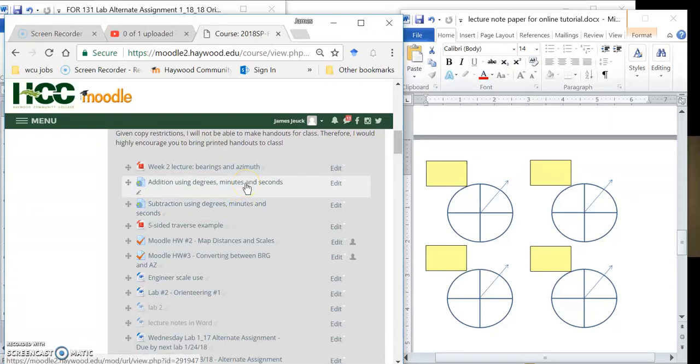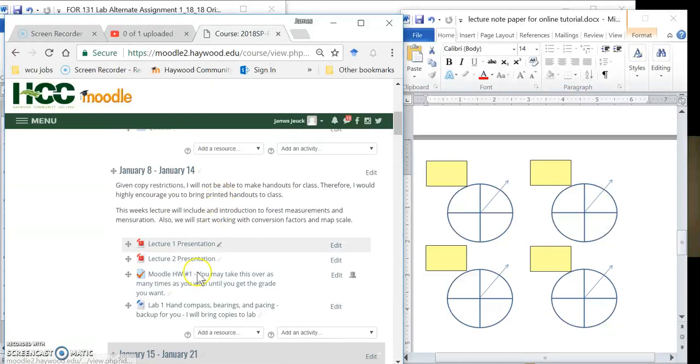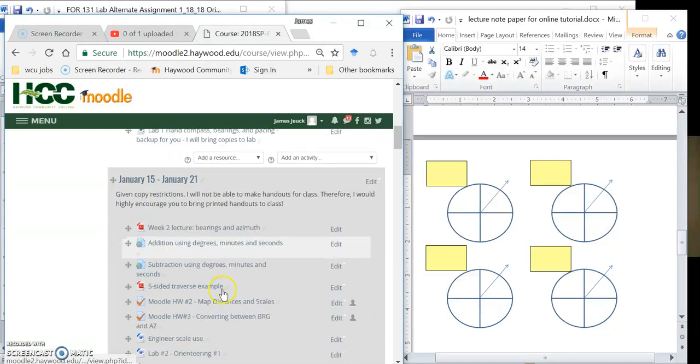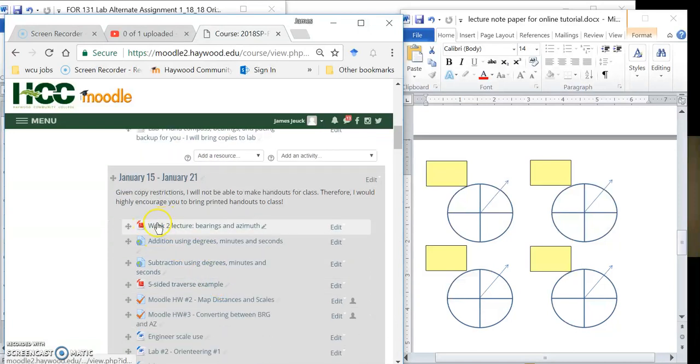So this is part 2 of the alternate assignment for the lecture for January 18th. In part 1, we did a review of map scale and that sort of stuff. That should help you when you're doing that Moodle homework assignment. For this week, we're wanting to cover bearings and azimuths a little bit. Get started with that, and that'll help you when you're doing these two: the maps, distances, and scales, and then the Moodle Homework 3, converting between bearing and azimuth.